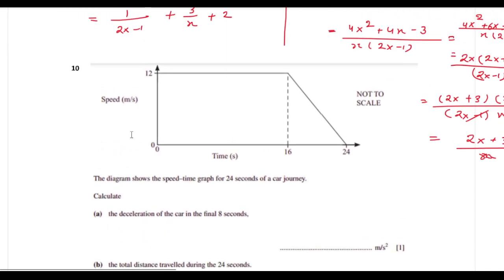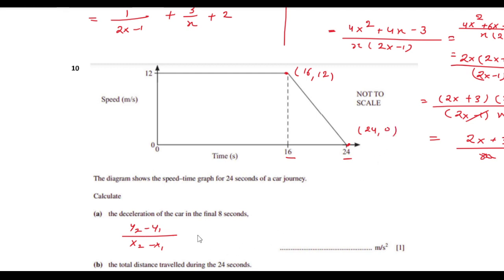Now the 10th question: the diagram shows the speed time graph for 24 seconds of a car journey. Calculate the deceleration of the car in the final 8 seconds. So from 16 to 24, this is the final 8 seconds, and for this I have to find deceleration. Deceleration is nothing but the slope of this particular line. Slope formula is y2 minus y1 divided by x2 minus x1. Here you have 2 points. The coordinate of this point is 16 comma 12, and of this point is 24 comma 0.